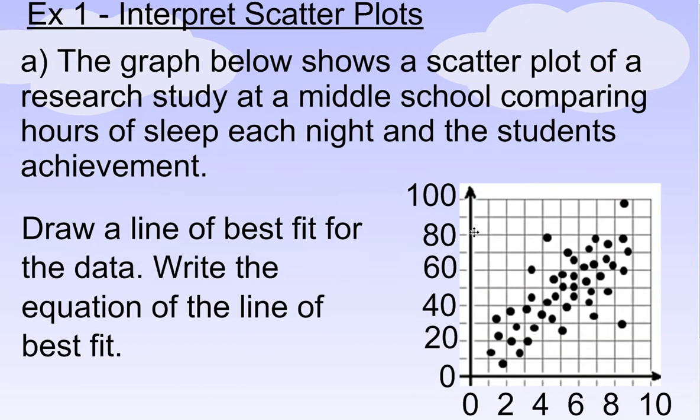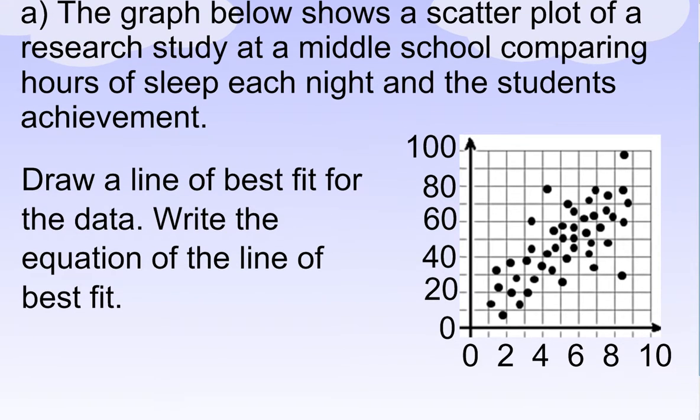So it says the graph below shows a scatterplot of a research study at a middle school comparing hours of sleep each night and the students' achievement. So the amount of time they sleep and how much they're achieving. Okay, so I guess that's determined by their grades. Draw a line of best fit for the data and write the equation of the line of best fit. Okay, so we're going to take this data and we're going to attempt to draw a line.